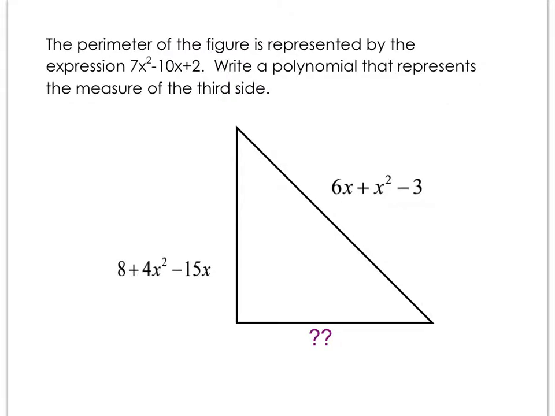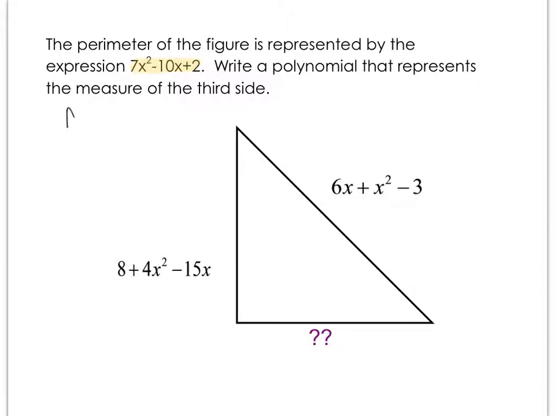Now let's take a look at a few word problems. The perimeter of the figure is represented by the expression 7x squared minus 10x plus 2. Highlight that. Write a polynomial that represents the measure of the third side. So we know the total perimeter, and we know side 1 and side 2, so we need to find the measure of side 3. So what could I do here to figure out the third measure?